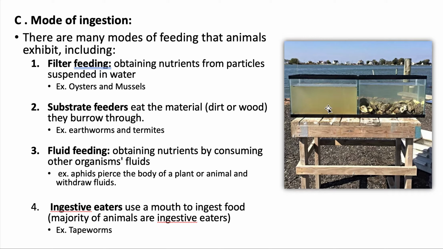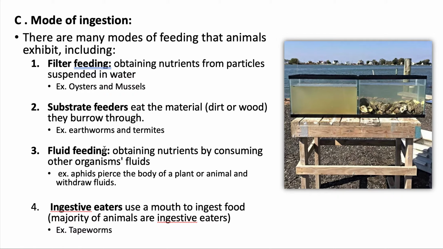This is water pulled from the bay, and I forget where this picture was taken. Not in Georgia, I do know that. But anyway, they have this dirty looking water, and then they add a bunch of mussels to it, and then they filter out all of that grossness, and now there's pretty clear water in there. All right. Substrate feeders, these guys are going to eat material, either dirt or wood, as they burrow through it, such as earthworms and termites.